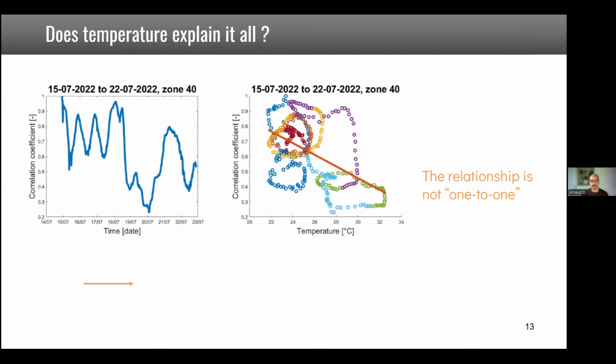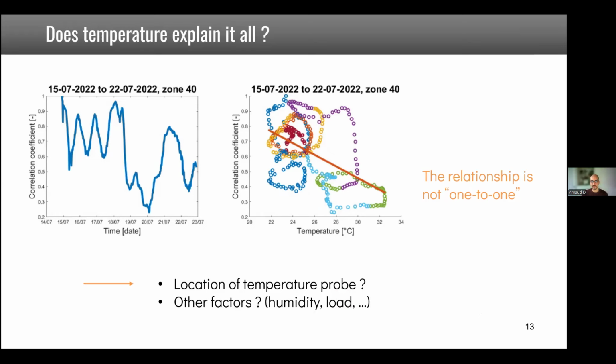And so what does it mean? It means that maybe the temperature probe is not located at the right place, because this happens in concrete and we are measuring in the tunnel. But maybe there are also other factors that affect the waves, like humidity, changing load, etc. Or there is just material hysteresis, the fact that the properties don't change directly with the temperature. There is some time delay between them, or a time-dependent law between them.